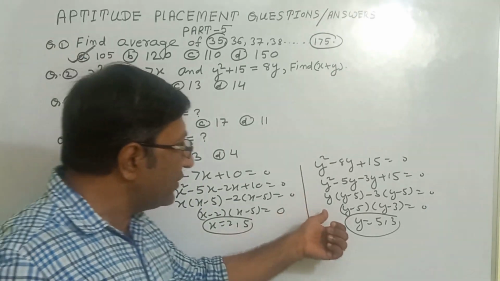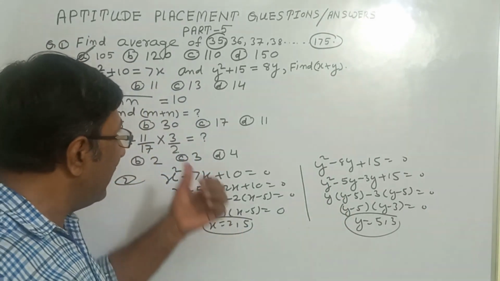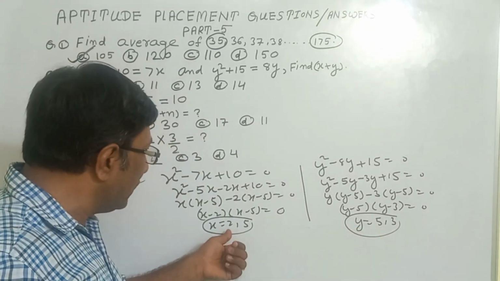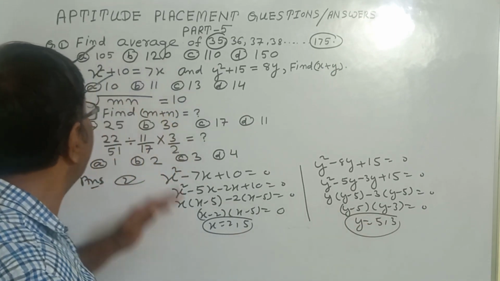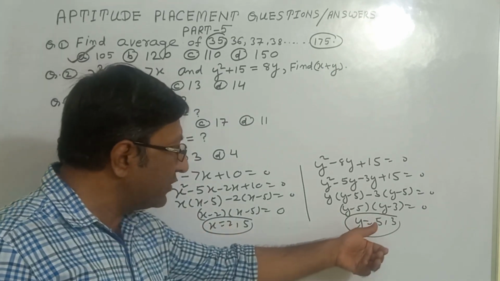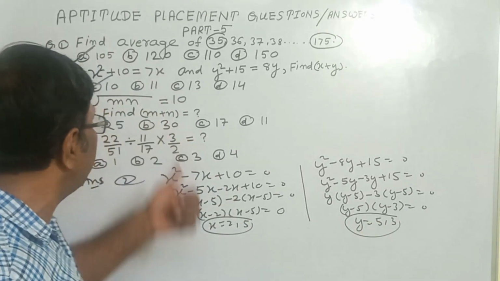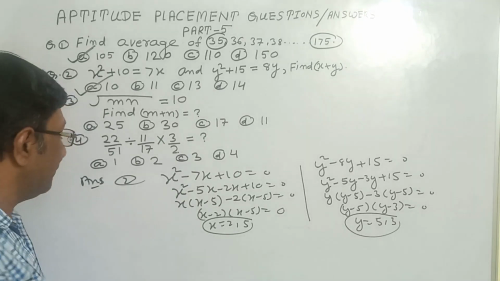Again, the second equation is a quadratic, find the value. Then you check in the options: x is 2 or 5 and y is 5 or 3. So x plus y: 2 plus 5 is 7, not in the options. 2 plus 3 is 5, not in the options. 5 plus 5 is 10, it is in the options. So our correct answer is what? Option A, that is 10.